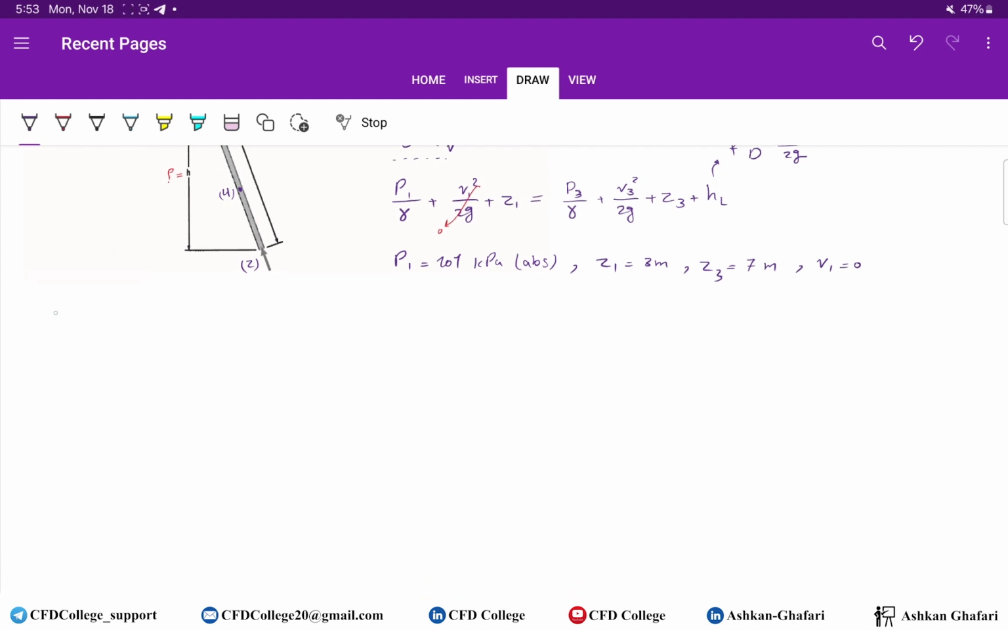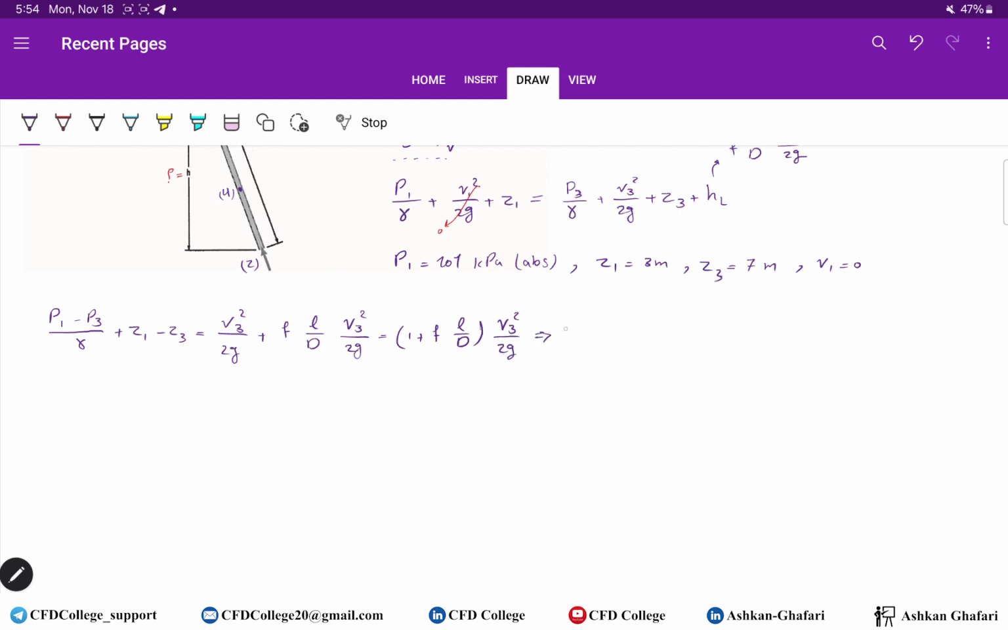So P1 minus P3 over gamma plus Z1 minus Z3 equals V3 squared, because V3 is an unknown, over 2G plus FL over D V3 square over 2G. So if we factor out V3 square over 2G, we will have 1 plus FL over D times V3 square over 2G.